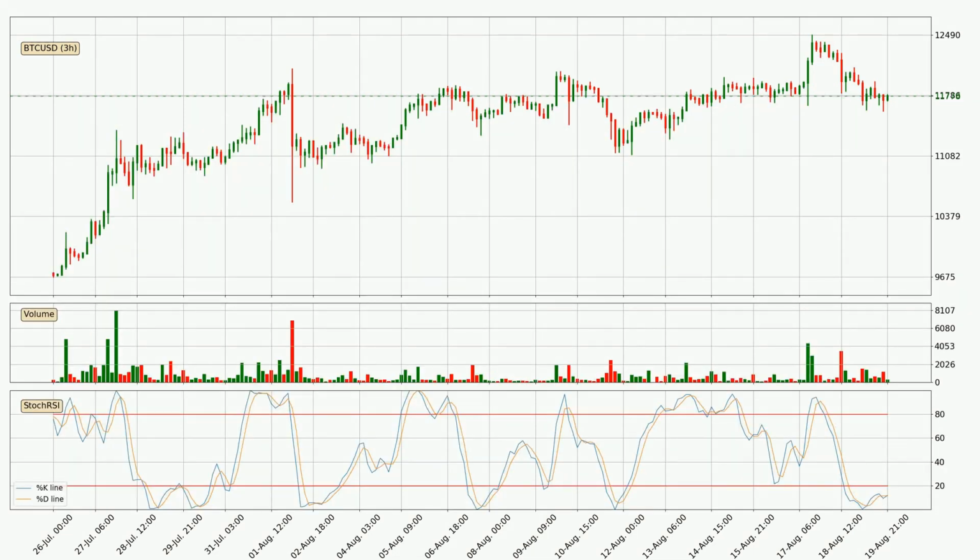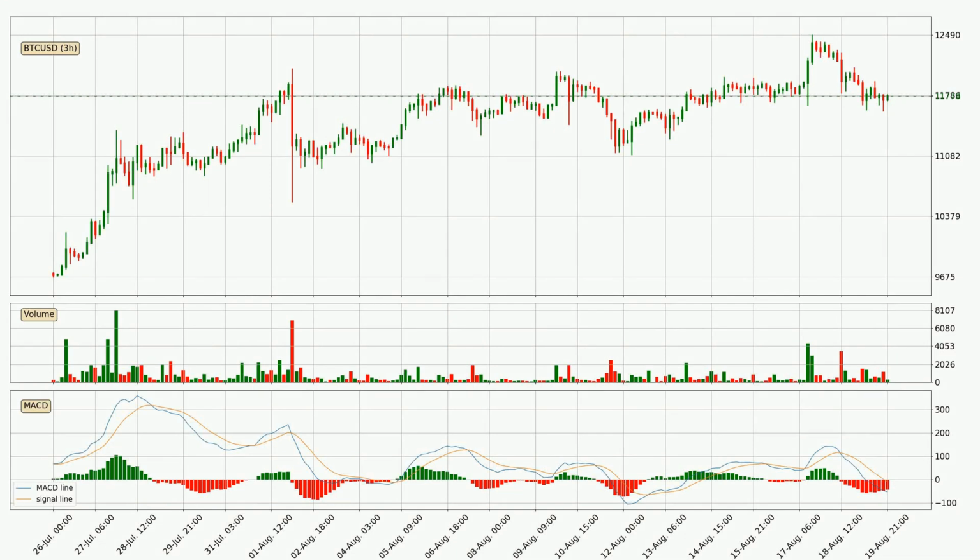Moving to the 3-hourly stochastic RSI, both the %K and %D lines are in the lower region, which means that the price is getting oversold and soon a trend change or at least some kind of consolidation could be expected. The trend has shifted upwards because the K line is currently located above the D line.